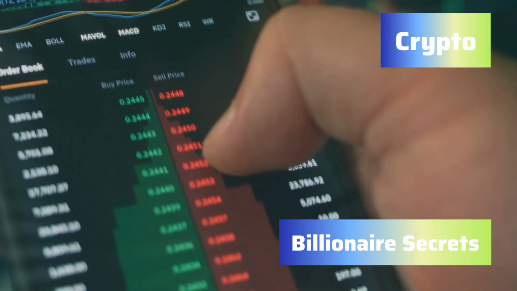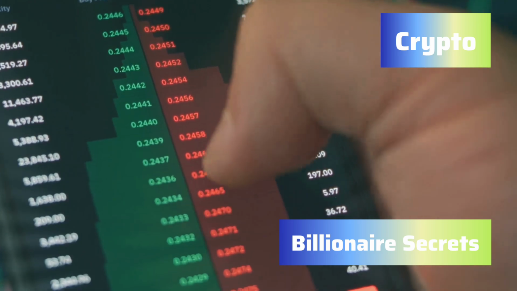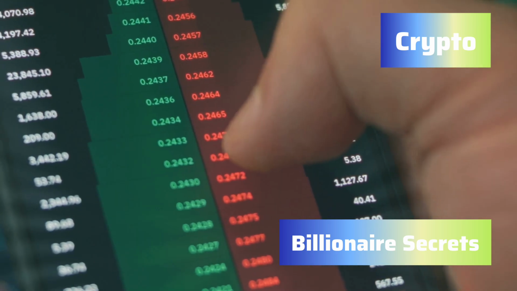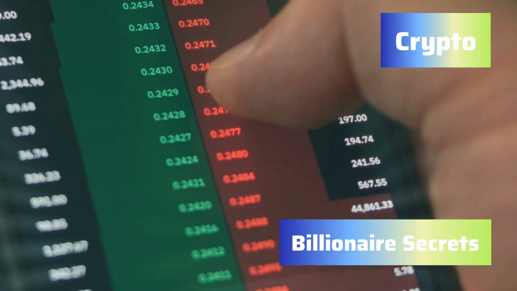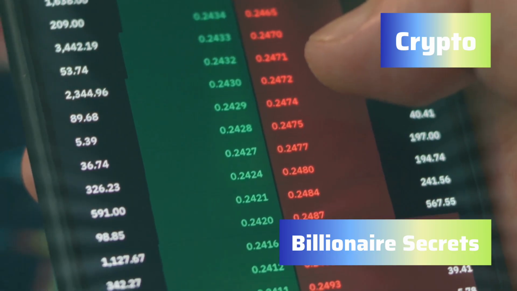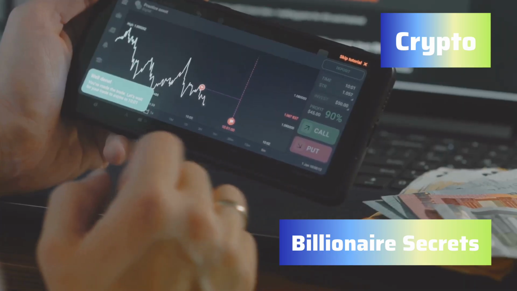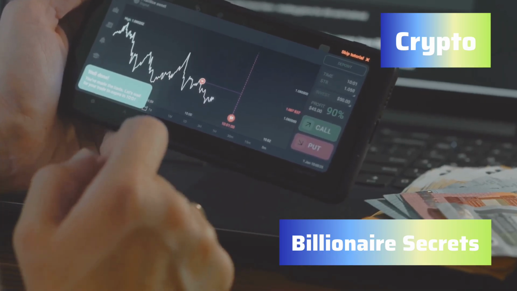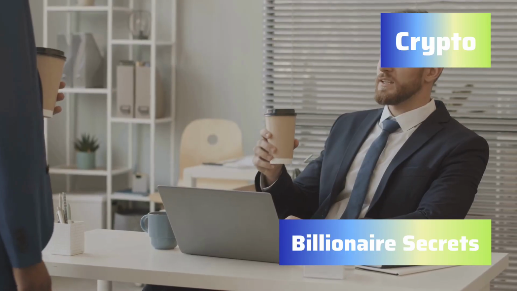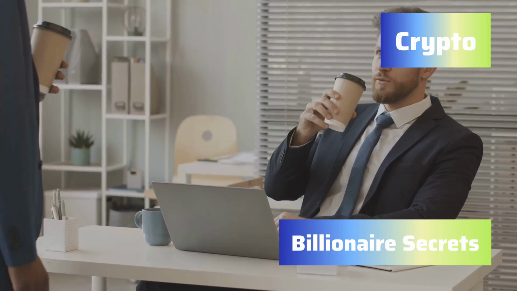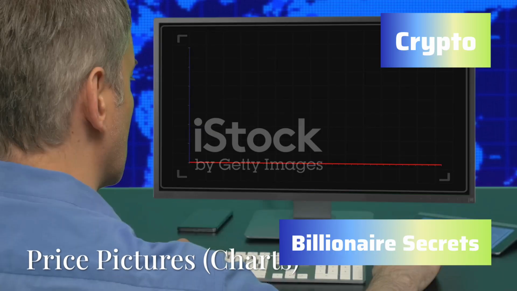We're looking at the patterns, the trends, and the behavior of the price itself, because the theory is that all the important information is already baked into that price movement. We're just learning to read the story the chart is telling us. So grab a coffee, get comfortable, and let's decode these charts together.